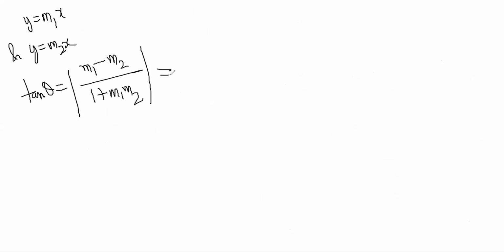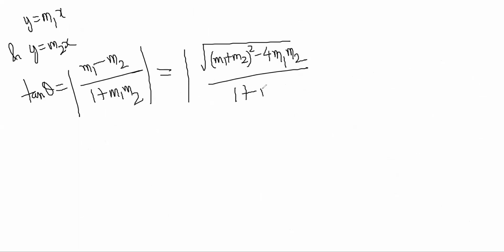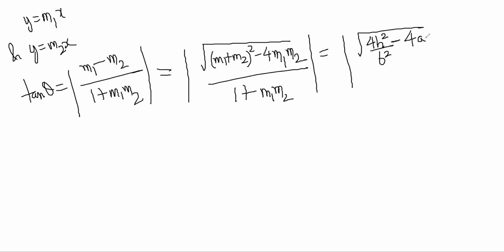This is equal to root over (m1 plus m2) whole square minus 4 m1 m2, by 1 plus m1 m2. Okay, the root should not have come overall, wait one second. This is equal to mod of root of (m1 plus m2) whole square, where m1 plus m2 is minus 2h by b, so this is 4h square by b square minus 4a by b, since m1 m2 is a by b, by 1 plus a by b, right?